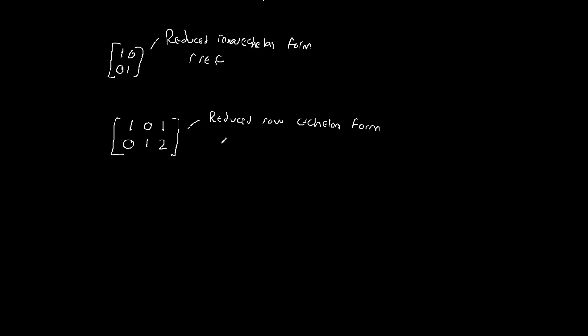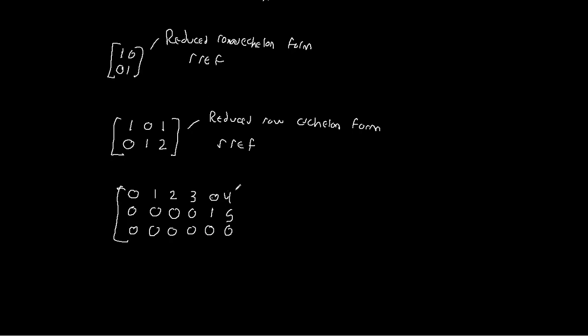Okay. And again, you'll sometimes see that as RREF, reduced row echelon form. Okay. Let's look at one more. That is 0, 1, 2, 3, 0, 4, 1, 2, 3, 4, 1, 5, and then 1, 2, 3, 4, 5, 6.